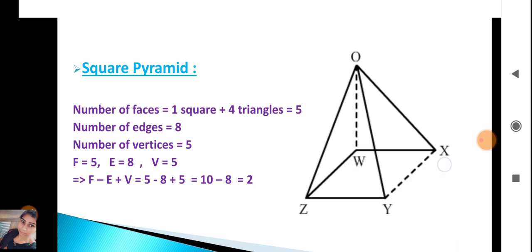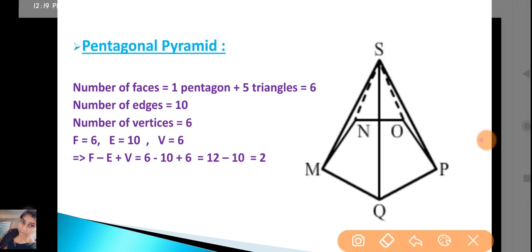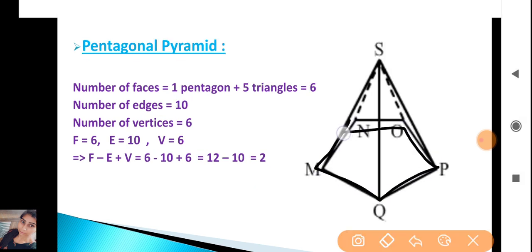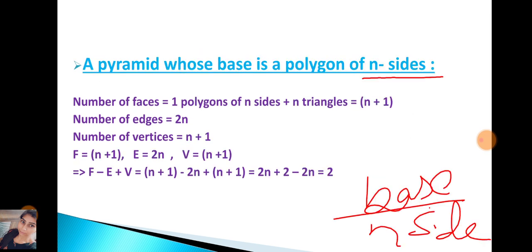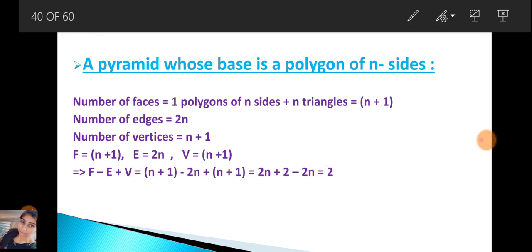The same thing for this one. We have one pentagon. The pentagon is having 5 sides, and all the 5 sides are connected with one triangle. So here on the top we will have 5 triangles. The same thing in this question. If you have one polygon of n sides, that means the bottom, that is the base, is of n sides. So one polygon will be there of n sides, and each of the n sides will form a triangle. So you will have n plus 1 faces.